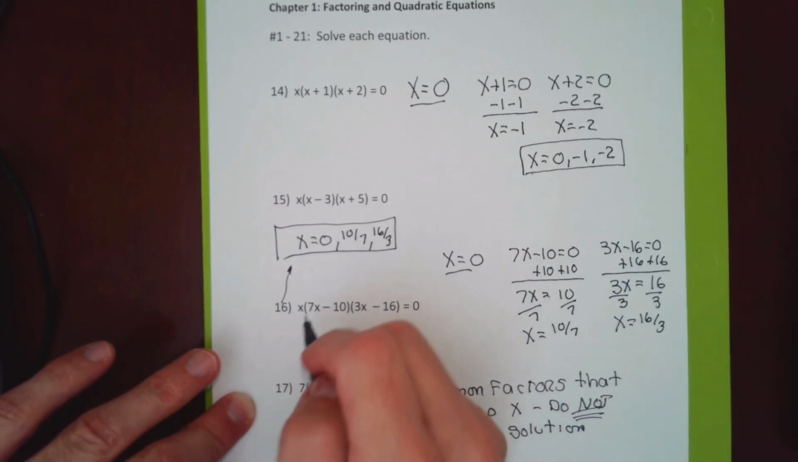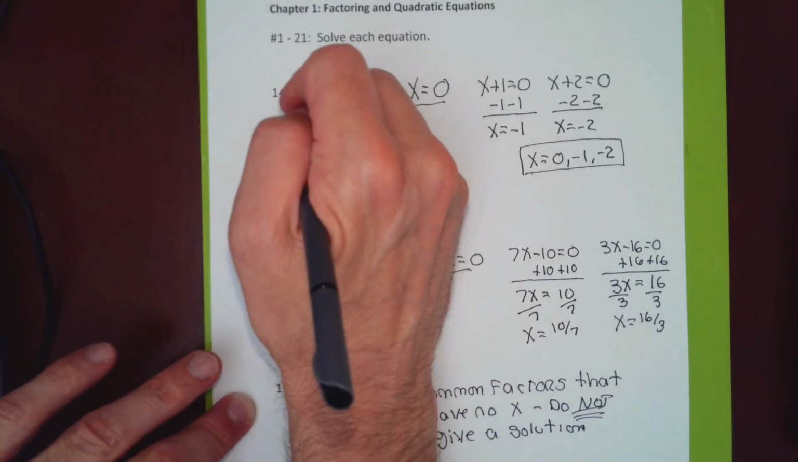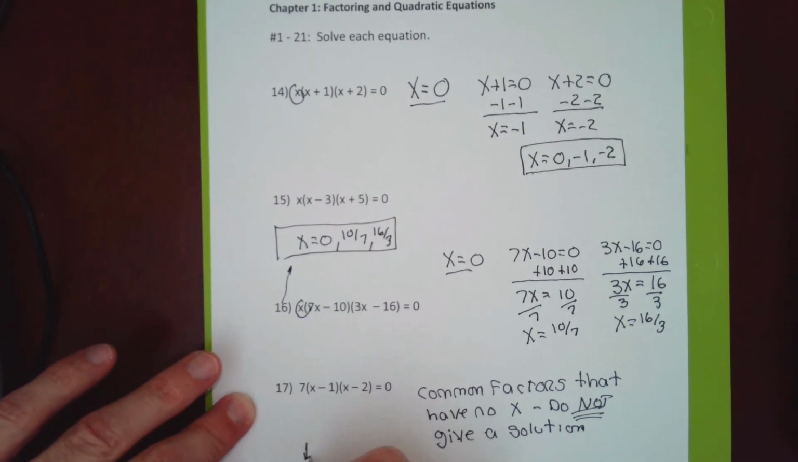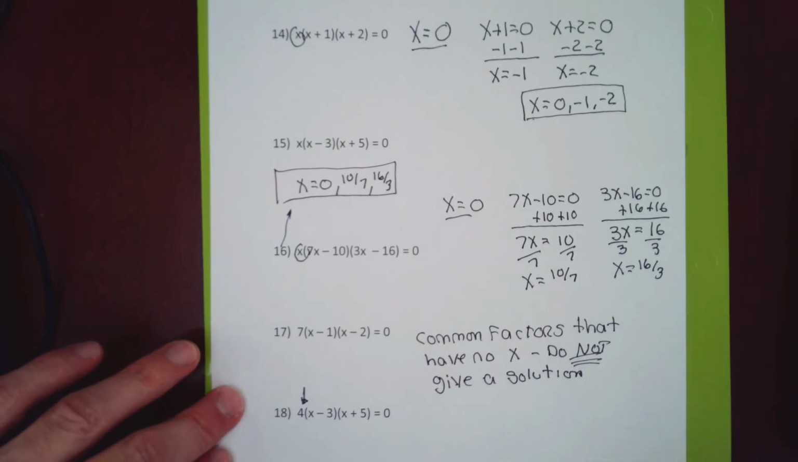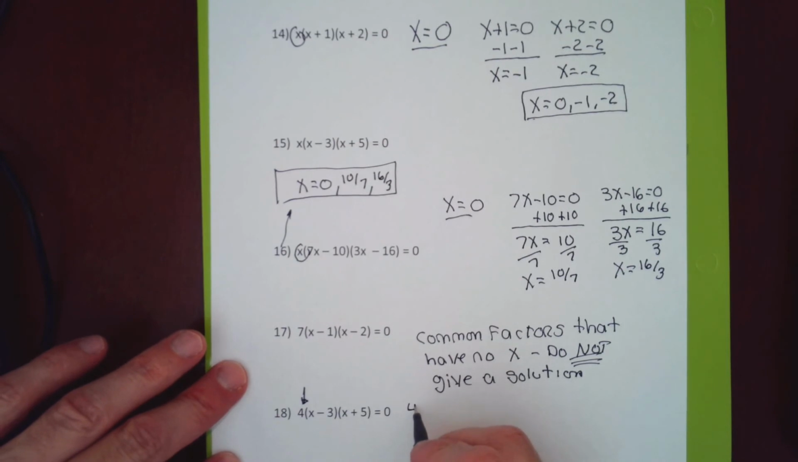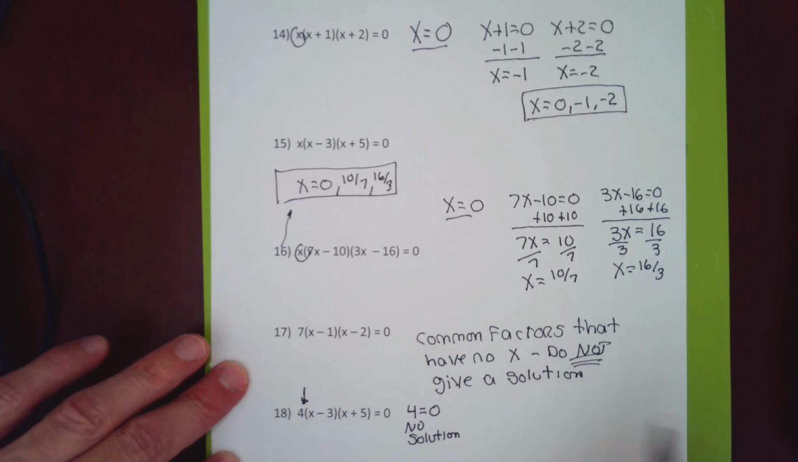So the difference between 16, 14, and 18: in 14 and 16 the common factor had an x, in 18 the common factor doesn't have an x. Algebraically, to solve 18, I can go 4 equal to 0. Since there's no x, there's no solution. 4 is not an answer. I'll show you in a second that it's not an answer by trying to check it.